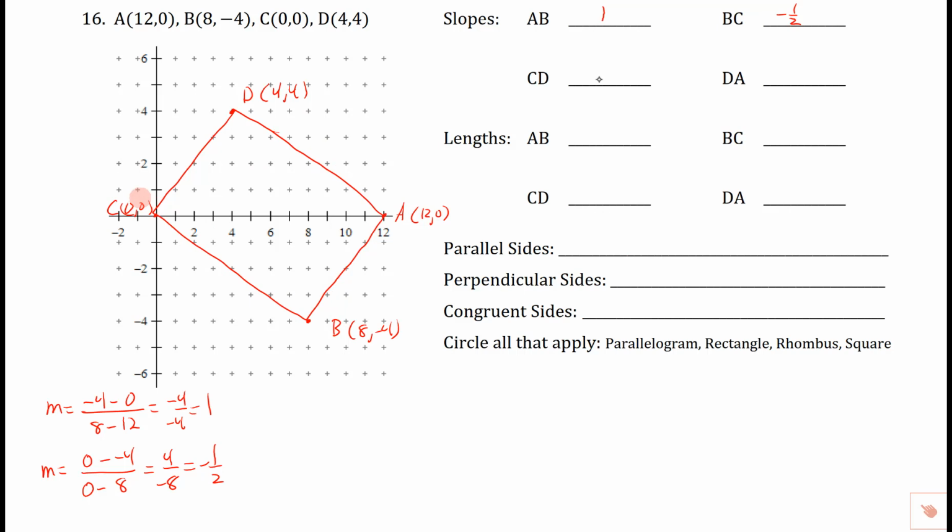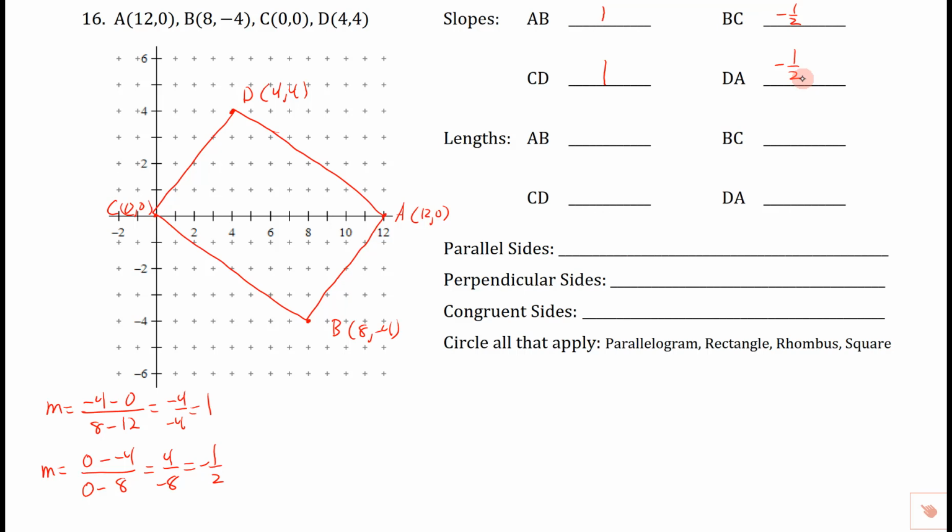So let's just go ahead and check C and D. Let's check this by counting. So we would rise 1, 2, 3, 4, and run 1, 2, 3, 4. So that's also going to have a slope of 1. And then let's go from D to A. So that's down 1, 2, 3, 4. And then we go over, if you count those, that would be 8 right there. So that also is going to be -1/2. So we can already look at this and identify some parallel sides.